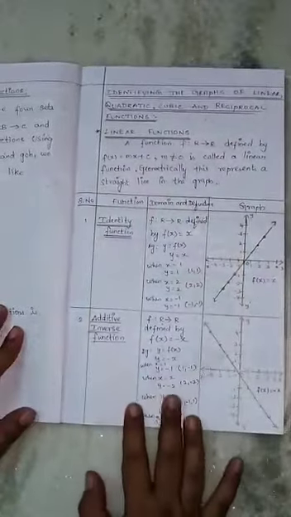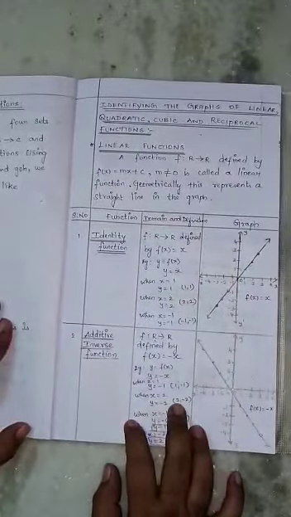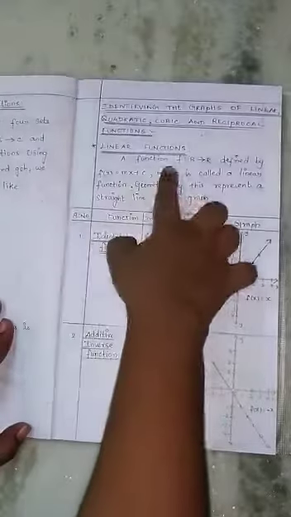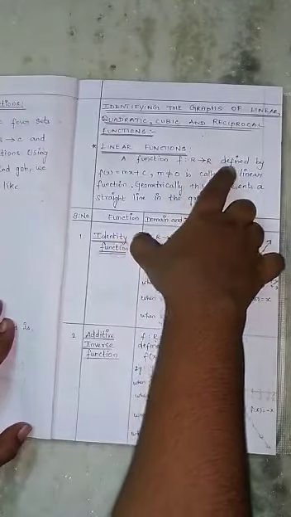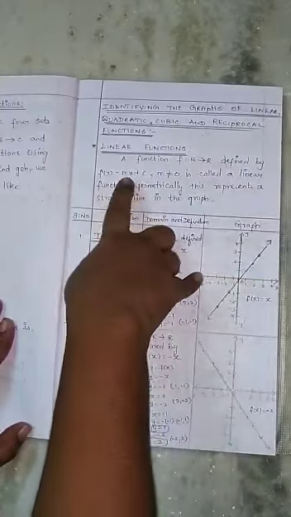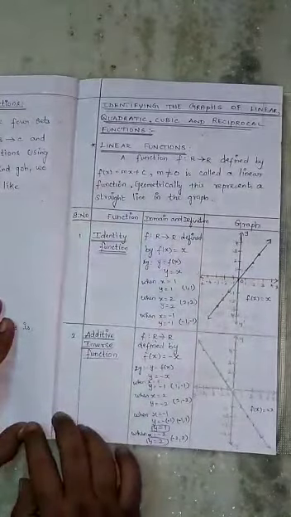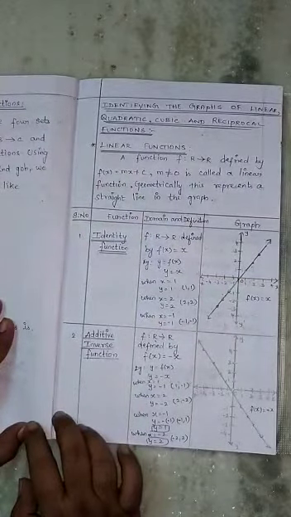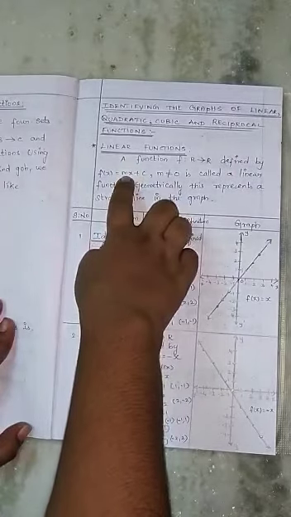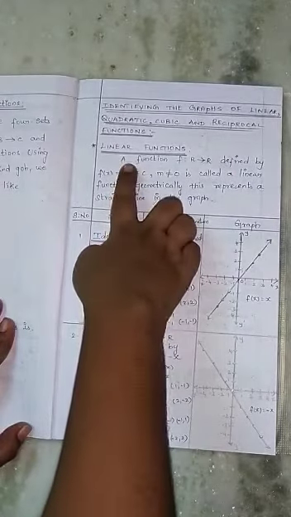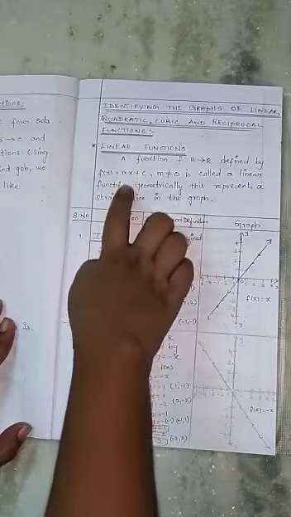What is a linear function? A function f mapping R to R, that means real number to real number, defined by f of x equal to mx plus c. So we should see only the degree here. The highest degree is 1. We are going to see only the x power. Here there is no number, which means we should consider it as 1.